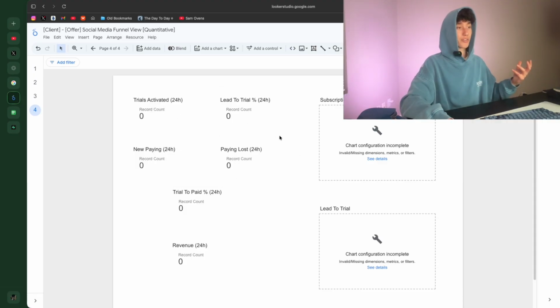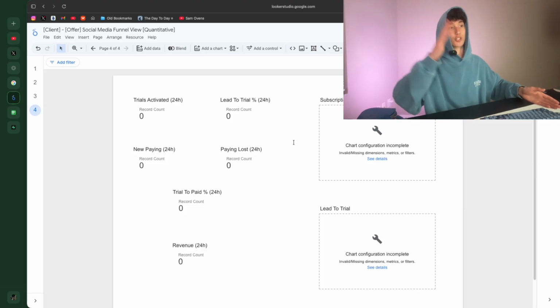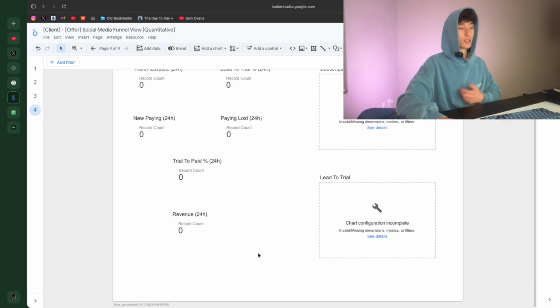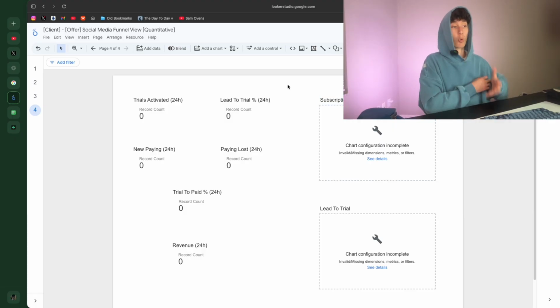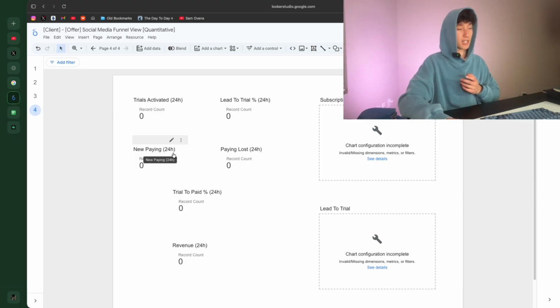And then lead to trial, that would be, okay, that would be on a day-to-day basis. If someone submitted a form and then trialed on the same day, that's what this would show. And then revenue, how much you made on the day. Easy as that. And then down here, subscription health, what this would show is basically, are you getting more trials and more paying members on a day-to-day basis than losing members? So it's just comparing trials activated, new paying, and paying lost all on here.